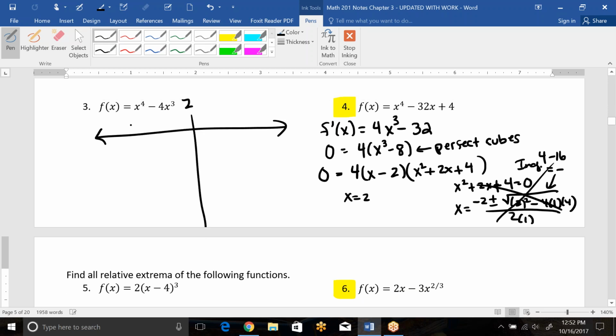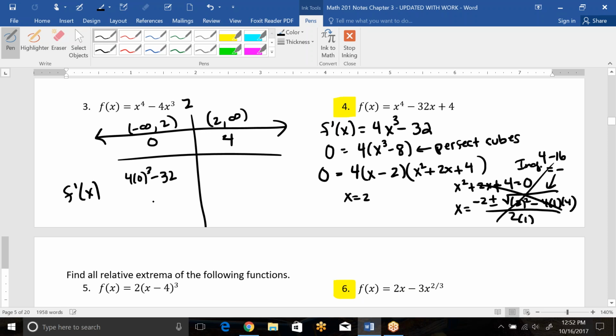So I'm going to make my chart. This is negative infinity to 2. This is 2 to infinity. This would be a 0 for a test value, maybe positive 4. Plug them into the derivative. That would be 4 times 0 cubed minus 32. That's going to be negative. This would be 4 times 4 cubed minus 32. That's 64 minus 32, so that's going to be positive.